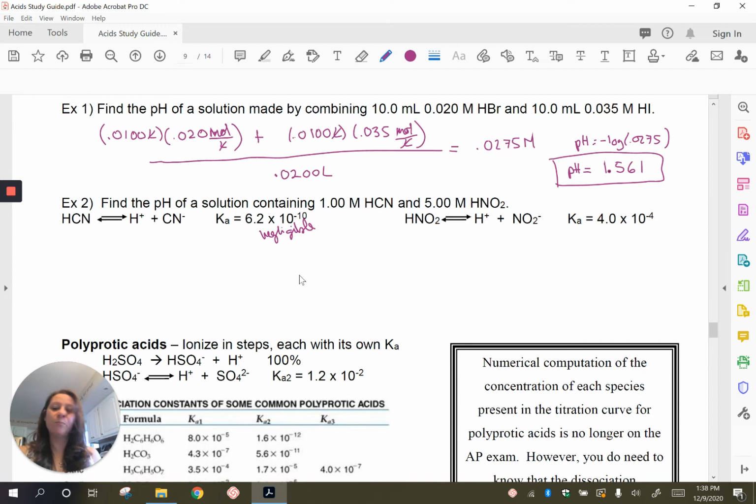Now, if they were both similar, like one is 10 to the negative 4th and the other one is 10 to the negative 3rd or something like that, then yeah, I would do that. But I really doubt that they would do that to you on the AP exam because that's just too many calculations. But they could ask you this question just so that they can see that, oh yeah, you understand that this is negligible compared to this one. So really, all I would do is just this one. So I would do an ice chart here.